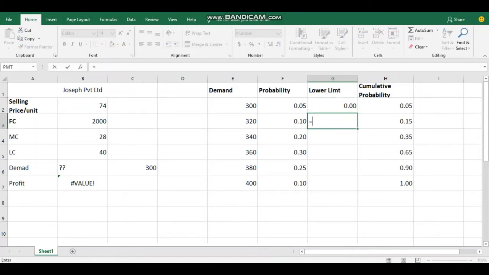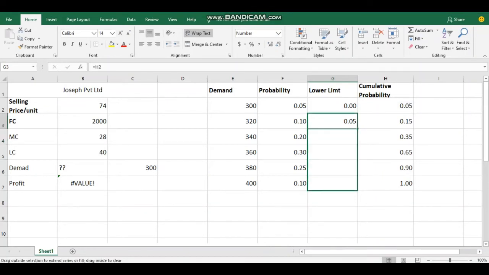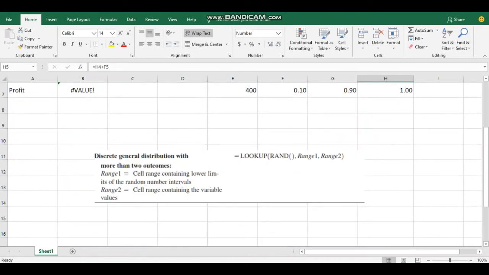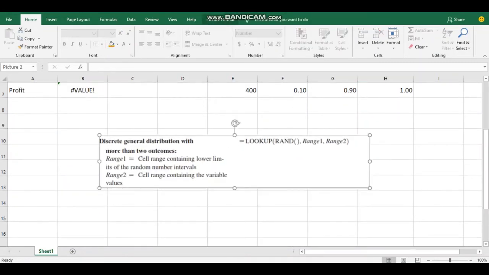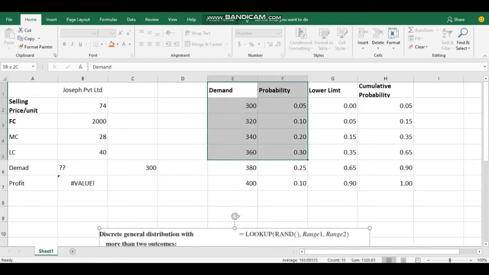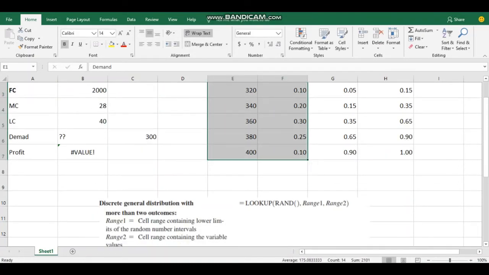Then the lower limit for the second demand is the previous cumulative value. So just drag it down. This is the lower limit, this is the upper limit. Cumulative is the one which is the upper limit, right? Once you get this, now look at this formula. Why are we using this formula? Because we got this distribution as a discrete distribution.